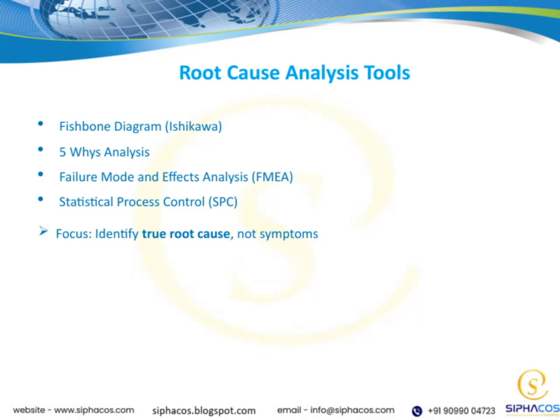Now, let's take a look at some of the key tools used in root cause analysis. First up is the fishbone diagram, also known as the Ishikawa diagram. This tool helps us visually map out all possible causes of a problem, organizing them into categories like people, processes, equipment, and materials. It's a great way to see where the underlying issues might be hiding.